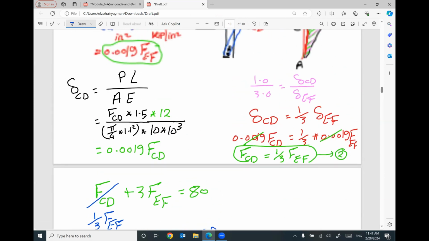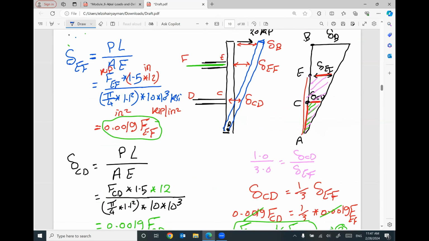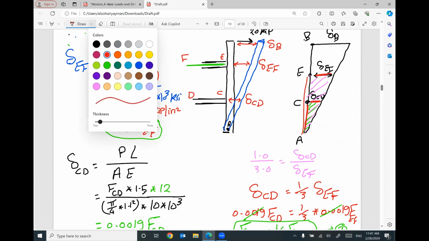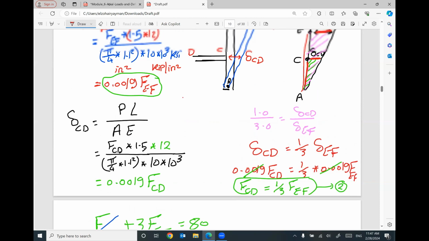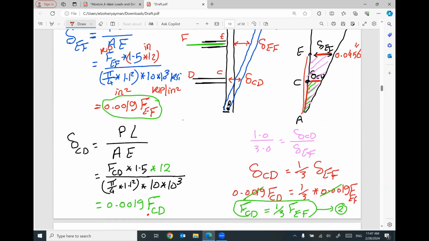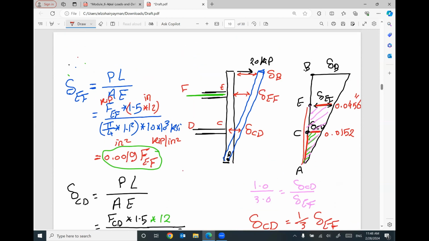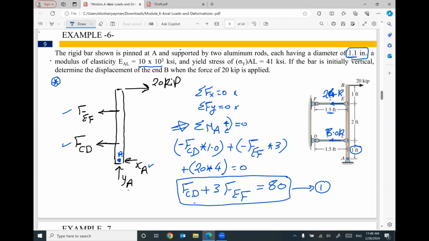That makes sense? So I can now find out what will be the elongation delta EF. Delta EF will be 24 times 0.0019 equal 0.0456 inch. And the elongation CD will equal 8 times 0.0019 equal 0.0152. But this is not the requirement. The requirement in this problem, we are looking for what is the horizontal displacement at the end B.